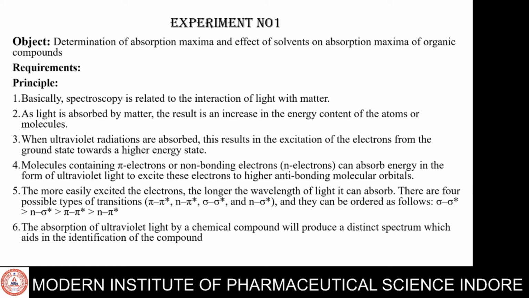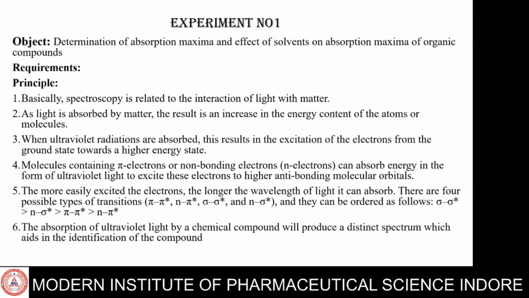Basically, spectroscopy is related to the interaction of light with matter. As light is absorbed by matter, the result is an increase in the energy contained in the atoms or molecules. When ultraviolet radiations are absorbed, this results in the excitation of electrons from the ground state towards a higher energy state. Molecules containing pi electrons or non-bonded electrons can absorb energy in the form of ultraviolet light to excite these electrons to higher antibonding molecular orbitals.